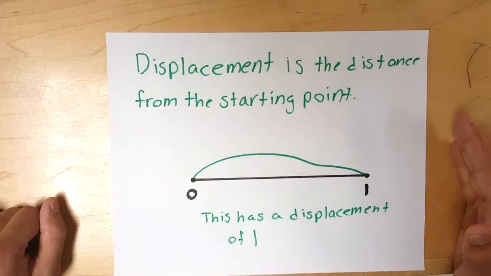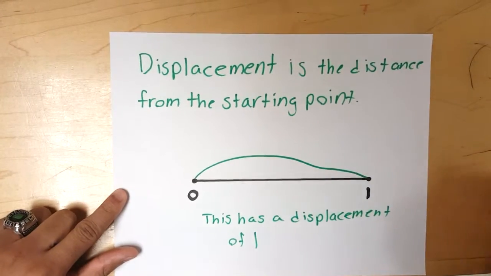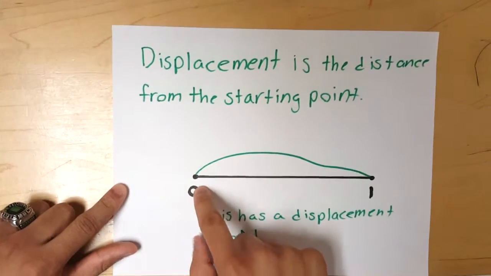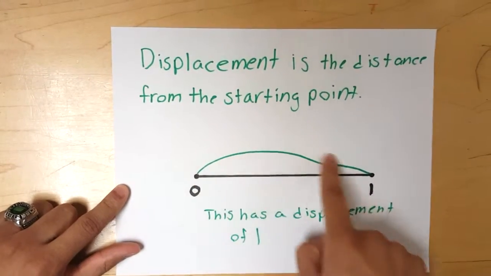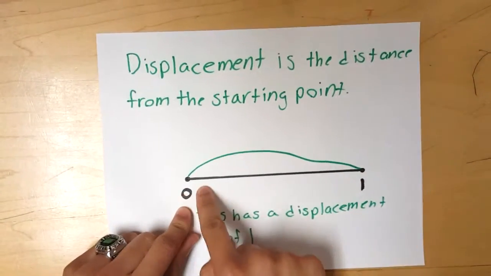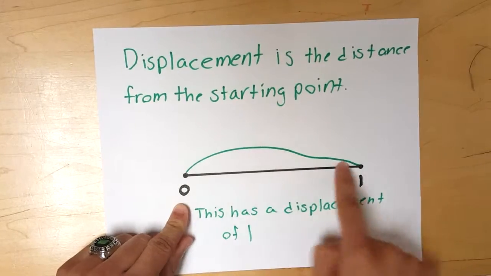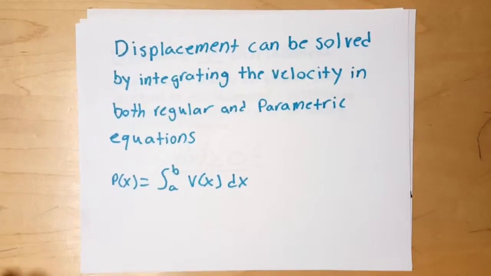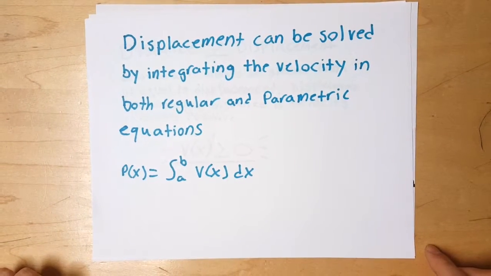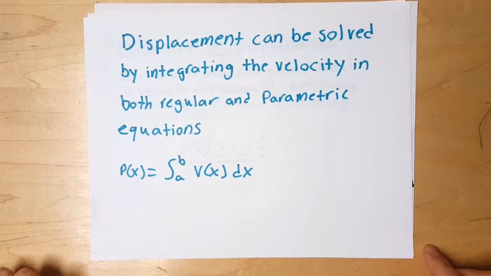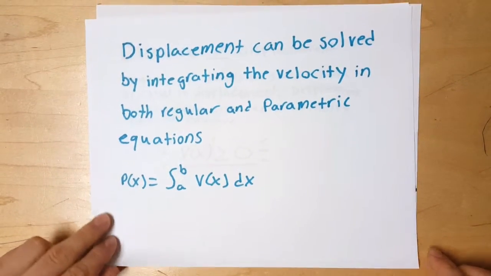Displacement is the distance from the starting point. As we can see here, this graph is from 0 to 1. Yes, the distance may be more than 1, but the displacement is only 1 as it's traveling 1 unit. Displacement can be solved by integrating the velocity in both regular and parametric equations, using the formula position of x is equal to the integral from a to b of velocity of x dx.